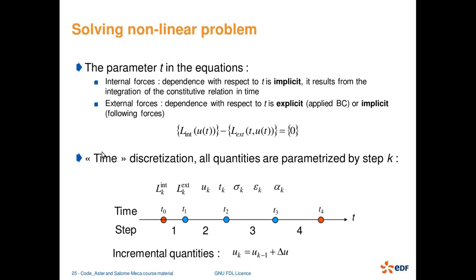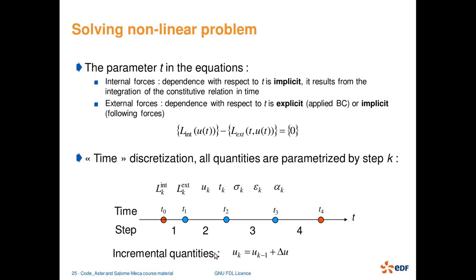So now we discretize all the quantities in terms of the time step. I have time step 0, time step 1, like that. I may have a kth time step up to the end. And in the kth time step, I have the internal load L internal k, external load L external k, deformation uk, time tk, and stress and strains, and of course the thermal parameter alpha, etc.